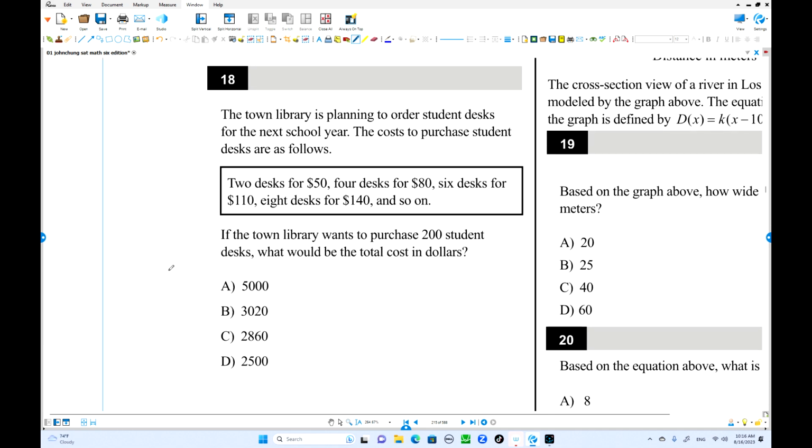Number 18. The town library is planning to order student desks for next school year. The cost to purchase looks something like this: 2 desks, $50. 4 desks, $80. 6 desks, $110. 8 desks, $140. When you look over here, they are linear, right? They increase by 30. That's linear.